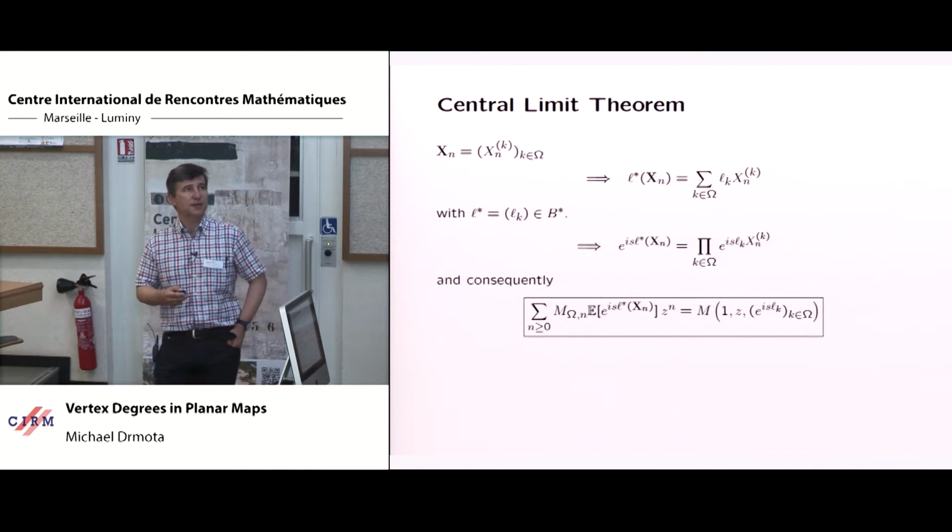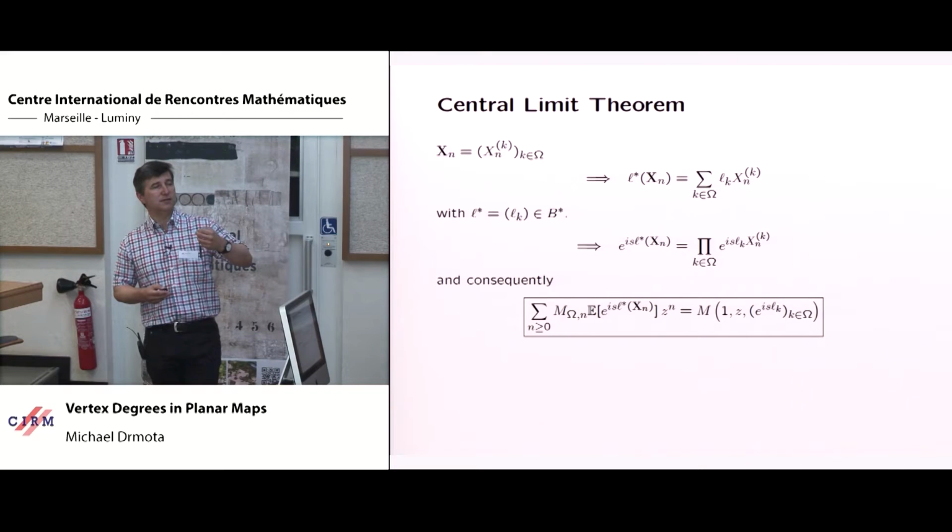So you get a product, and if we translate this into the setting of generating functions, it follows that if we put the characteristic function of the distribution of the function of Xn, then this generating function, of course, together with the number here, is just again the formal generating function of m, where I replace the variable xk by e to the i times lk.